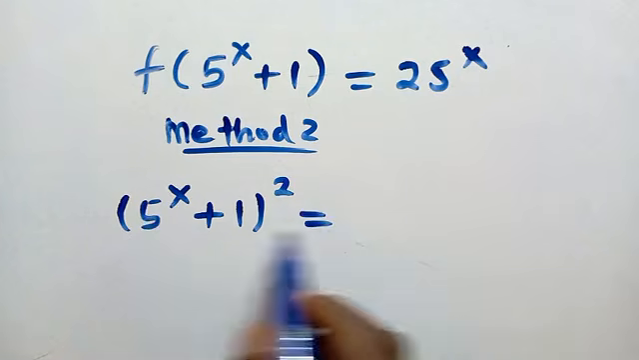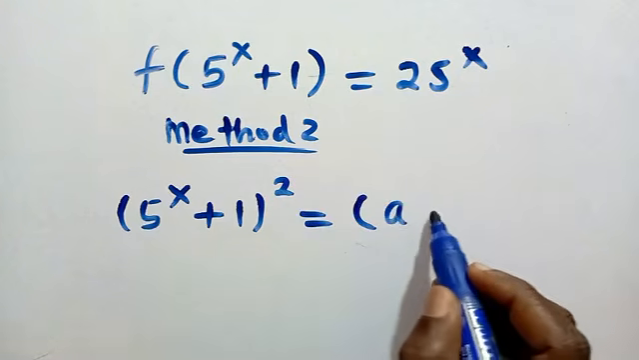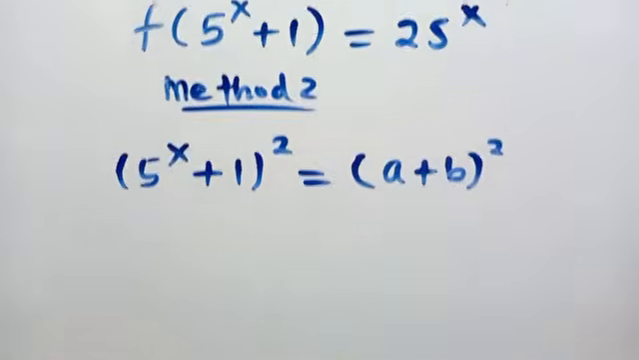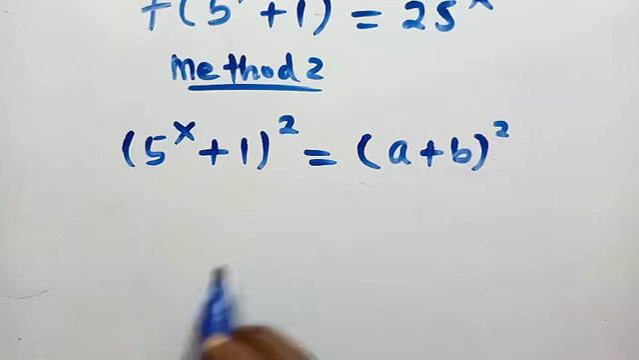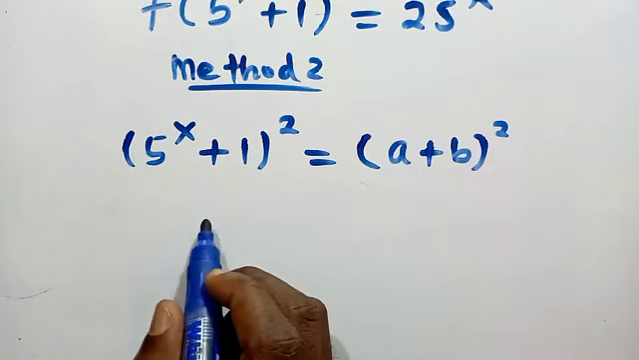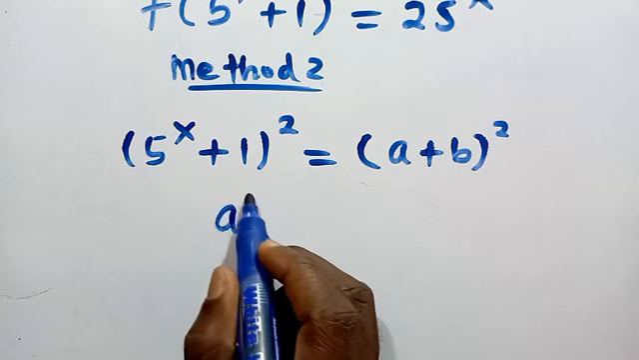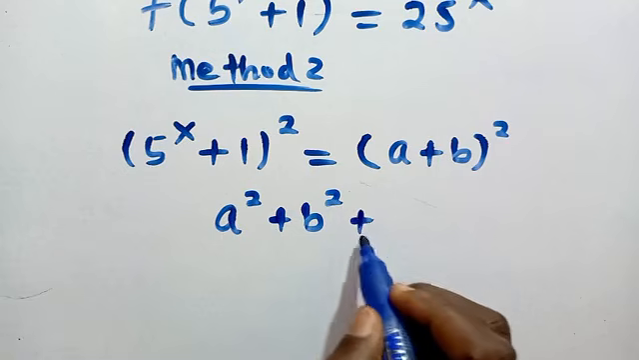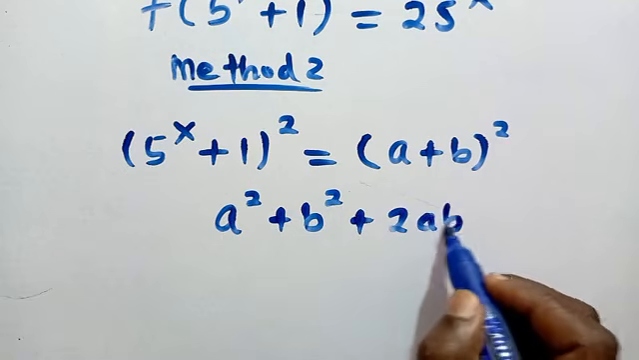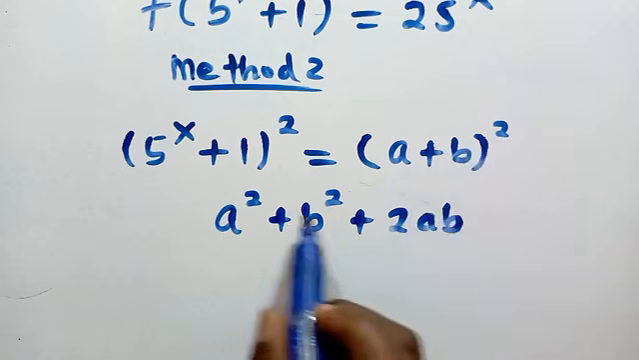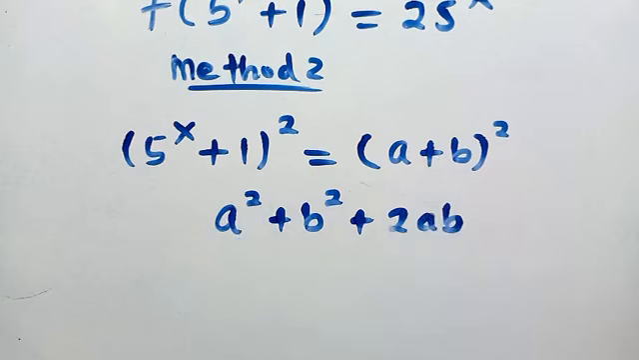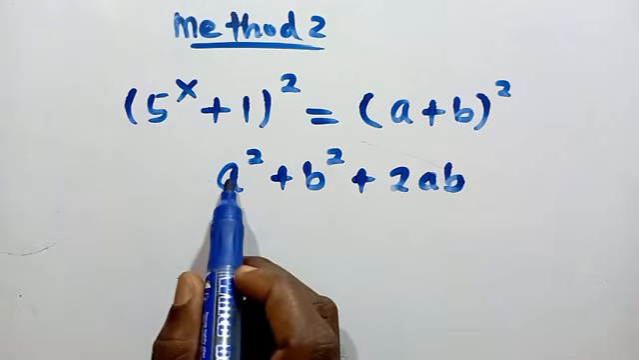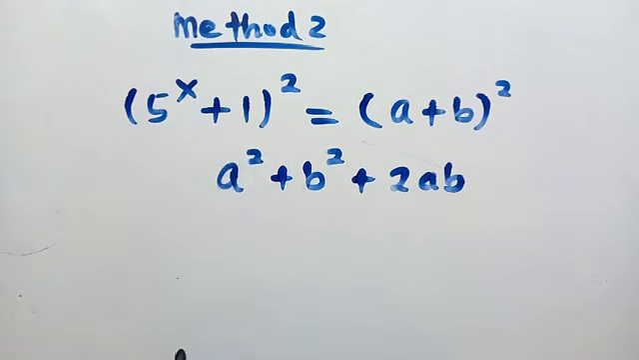and we are going to compare it with where we have a plus b squared. We have a plus b squared, so this expression means a squared plus b squared plus 2ab. So this is the expansion of a plus b squared. And when we compare it with this, 5 power x is now our a, and 1 is b.